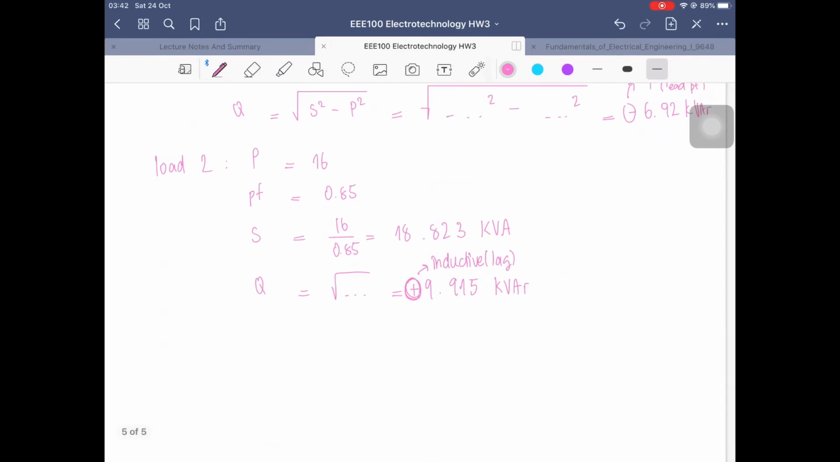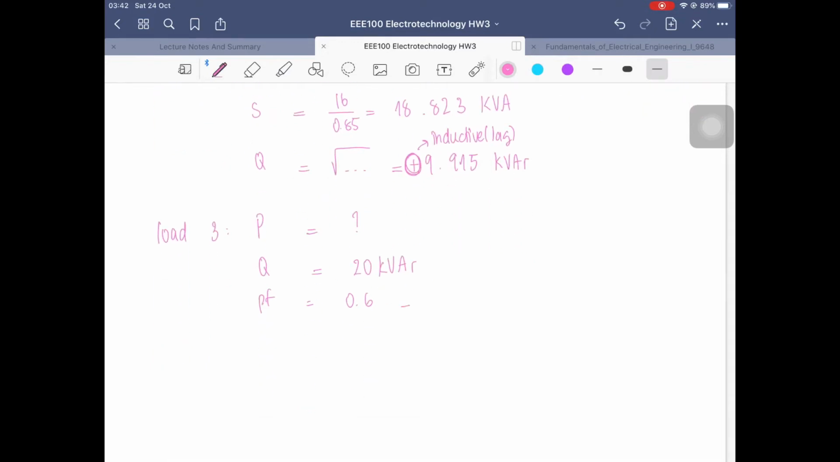So after this, we are going to find everything for load number 3, because for load number 2 we already have the P, the S, the Q, and the PF. So now in load number 3, we don't know P, the true power of it. We need to find P from the given Q and PF. The Q is 20 kVAR. You have to remember that R stands for reactive, and Q is the reactive power of the load. So if you see that unit, you know that it is the, oh sorry, the reactive power.